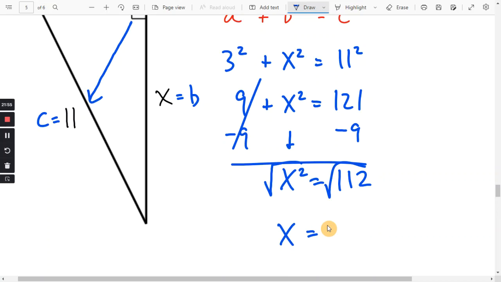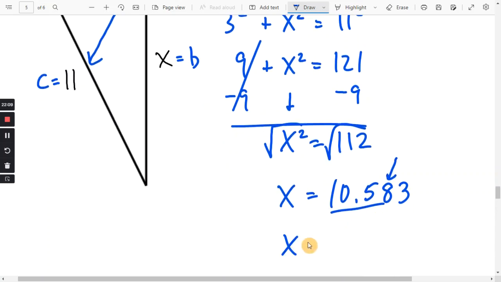And I get 10.583. And it keeps going. All right, if we wanted to do one decimal, you look at the second decimal. If it's 5 or more, you round it up. So x is approximately 10.6.